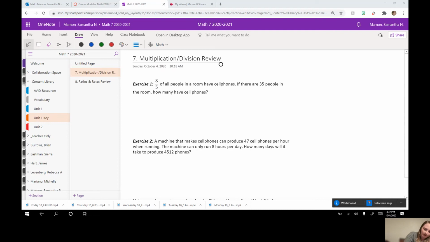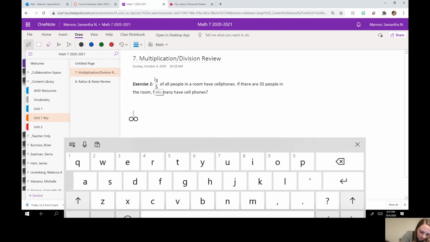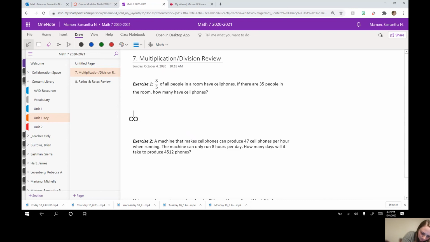So this one, I always like to do cubes. So I'm going to pick out my blue pen. I like to circle. So we have 3/5 of all people in a room. There are 35 people in a room. So there's a couple of things we can do. First thing I'm going to do is a tape diagram, because we all know I love tape diagrams. Because the fraction here is 3/5 of all people, we have to think about our total, and that's going to be 5/5.